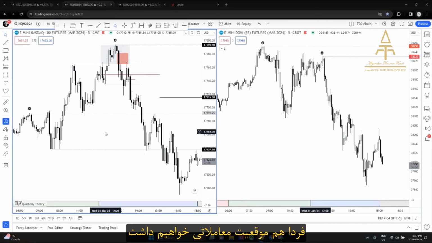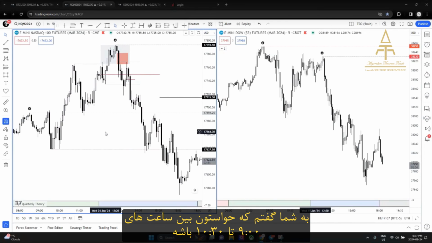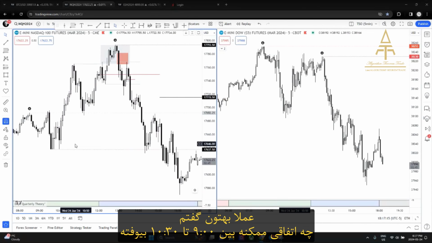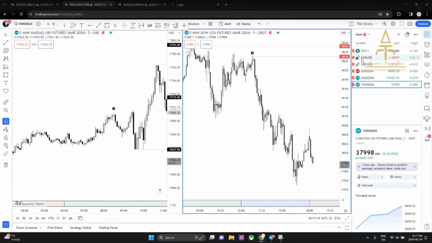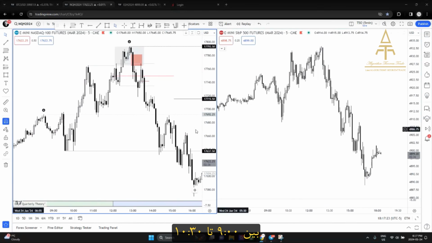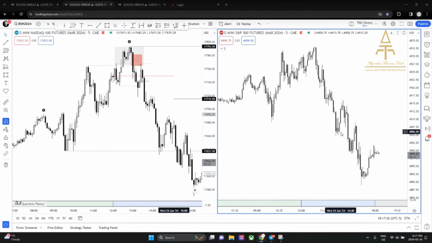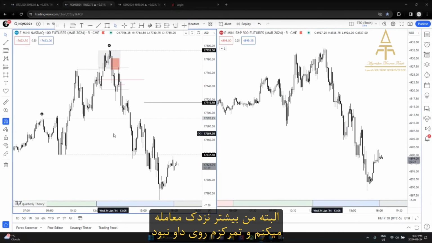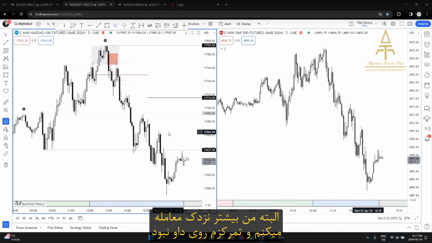Tomorrow, there will also be a setup, right? I told you guys to focus between 9 and 10:30. I literally told you guys that. And what happened between 9 and 10:30? Between 9 and 10:30, this is what happened. Wow, even this fell so much. I mostly trade NQ, so I wasn't really focused on this.